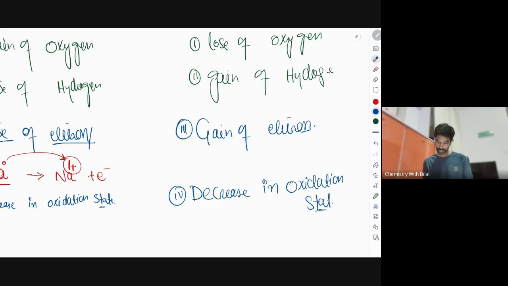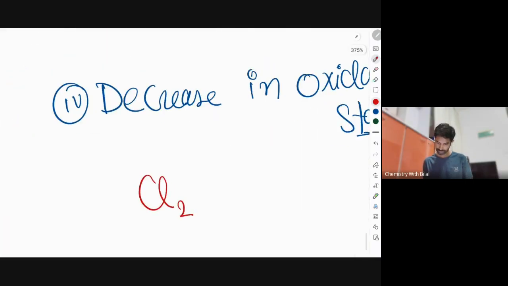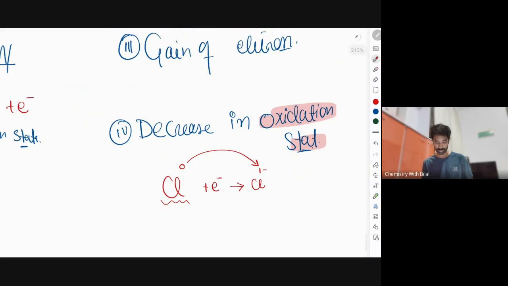Right? So for example, we know that chlorine, चलो मैं एक क्लोरीन लिख देता हूं अभी के लिए. There is no charge on chlorine, so we assume 0. So when this very chlorine accepts 1 electron, we know it becomes chloride. So it goes from 0 to -1. The charge is decreased. We say that the oxidation state has decreased. So reduction takes place. Reduction has occurred.